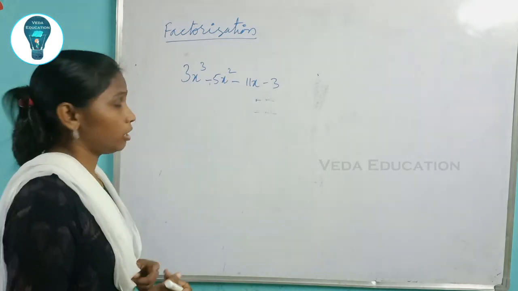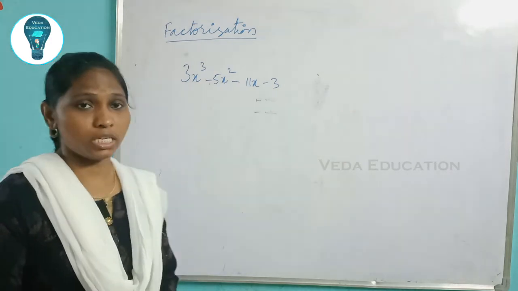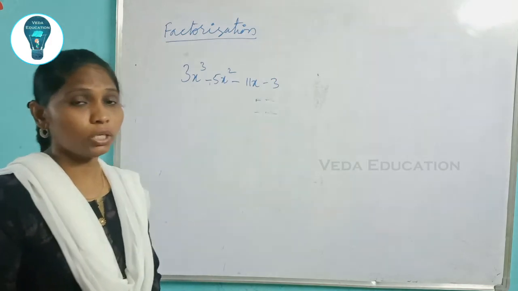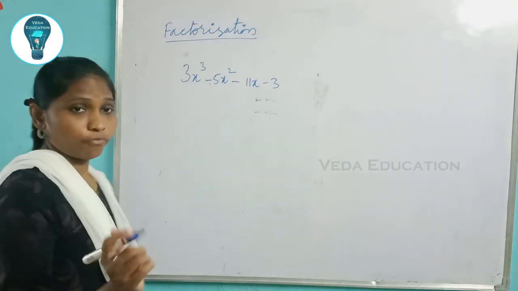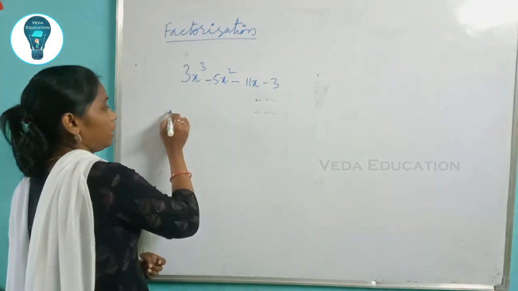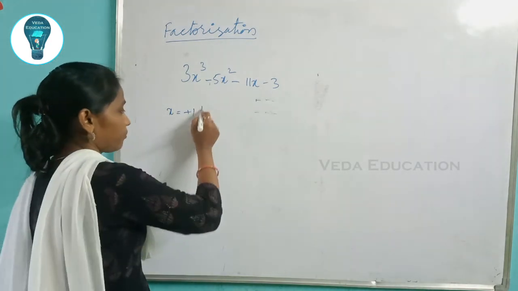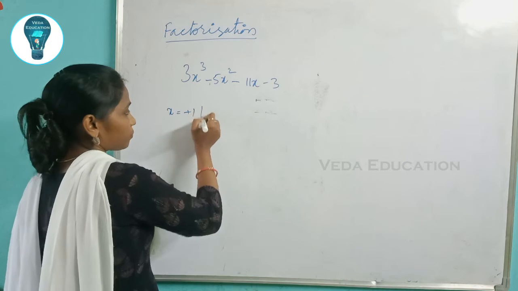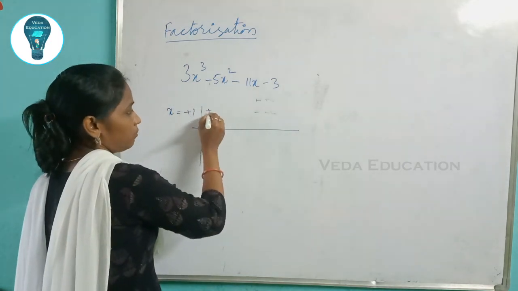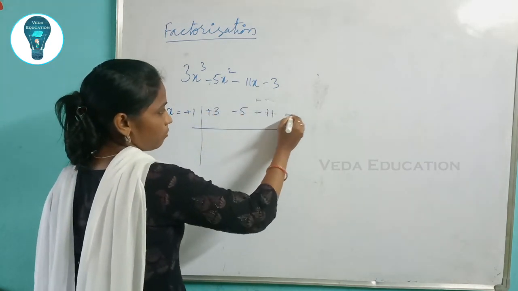So look here, which is given to us: 3x cube minus 5x square minus 11x minus 3. In this, what is the constant? Minus 3. For minus 3, what are the factors? 1 and 3. For 1 and 3, we are going to take plus and minus. Here x equal to, first of all, we are taking plus 1. Coefficients of all terms, with sign also: plus 3, minus 5, minus 11, minus 3.